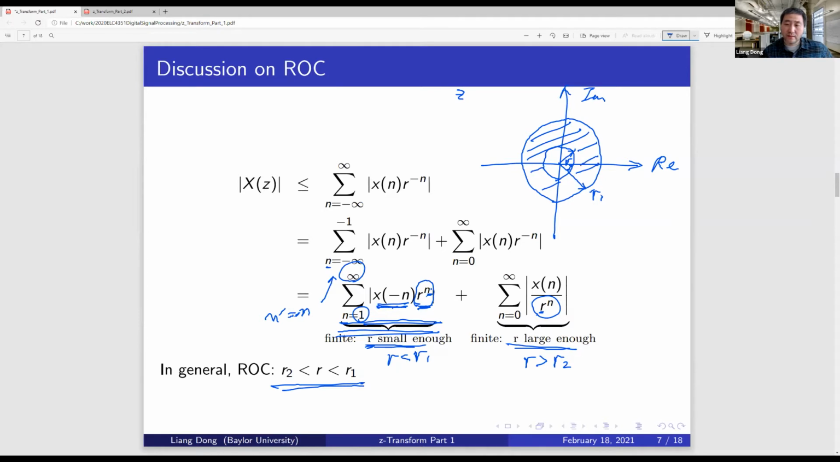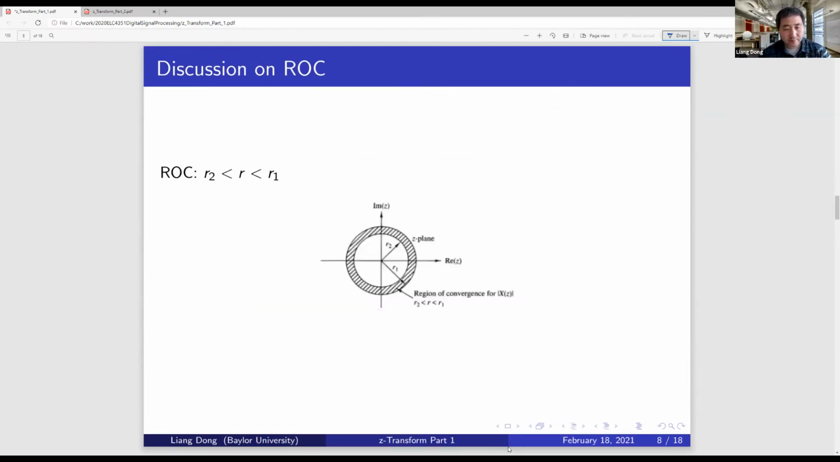It's kind of a ring between these 2 circles, because I'm only checking with the absolute value. So those are the rings, and that gives me this shaded region in general. It should look like this. This is the region of convergence on the complex plane. We have the real of Z, imaginary of Z. And on the Z plane, the shaded region is the region of convergence.